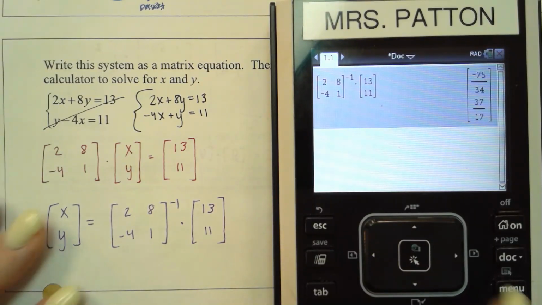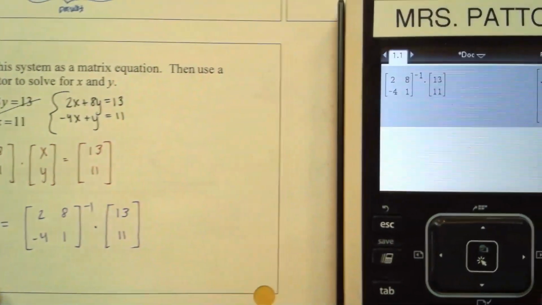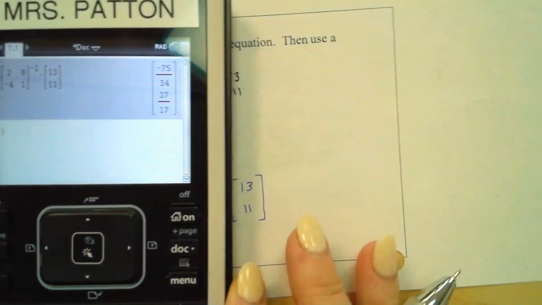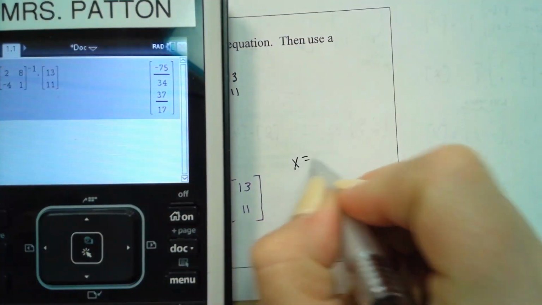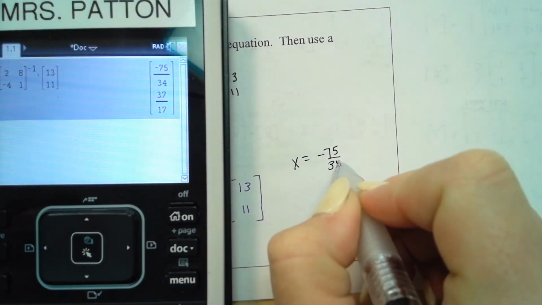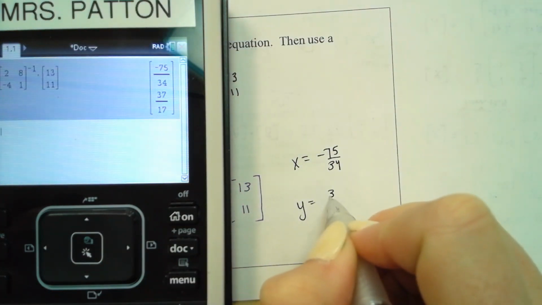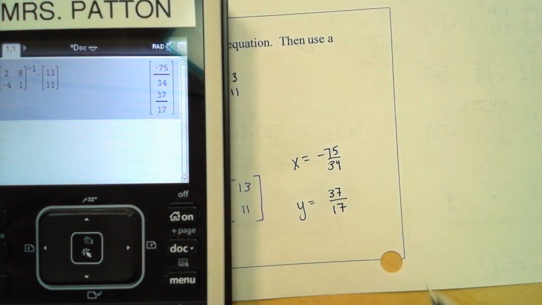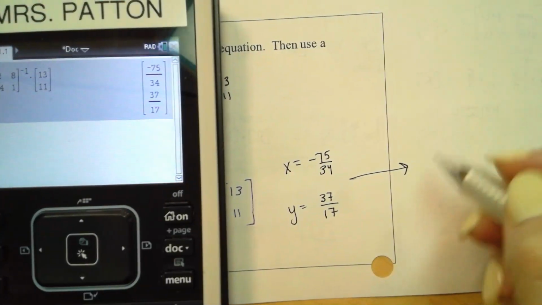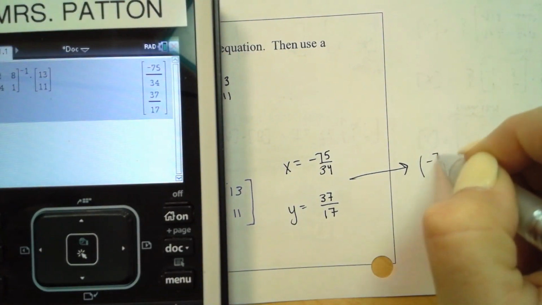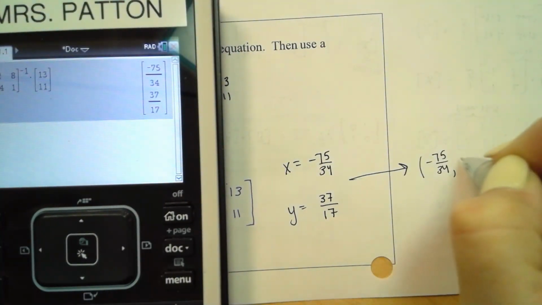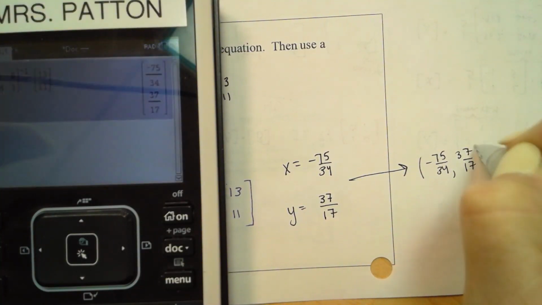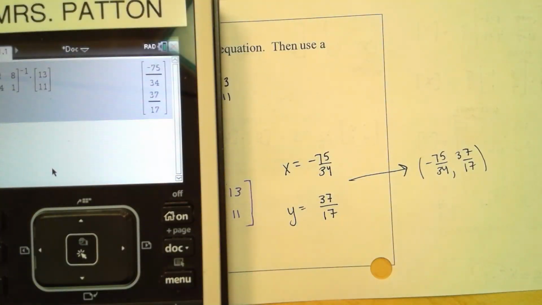So I have x equals, let me switch these sides, how's that? So there, we have x equals negative 75/34, y equals 37/17, which means my solution, or my intersection point, looks like that. Okay, good thing we didn't do that one by hand.